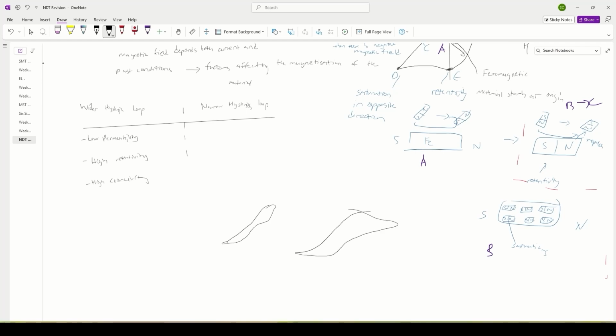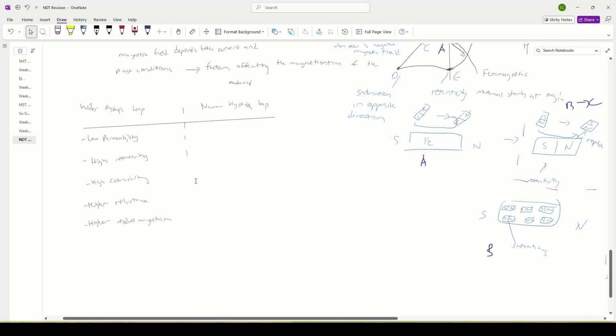This one has higher saturation and low permeability because of the material's inability to have more magnetic flux. Thus, we have higher residual magnetism, because the hysteresis loop prevents the magnetism from dropping back to zero unless we use a very powerful demagnetizer to demagnetize. A narrow hysteresis loop is basically the opposite of all these: high permeability, low retentivity, low corrosivity, low reluctance, and low residual magnetism.